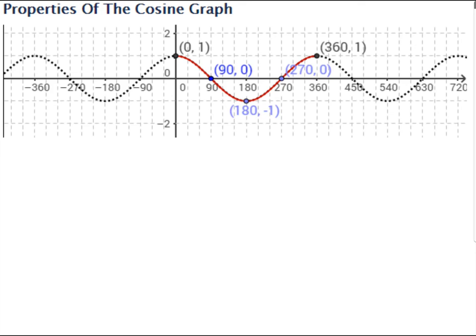Cosine also has a wavelength or a period of 360 degrees, so beyond 360 degrees it starts to repeat itself. And the standard cosine graph has an amplitude of 1, so from 0 to 1, and from 0 to minus 1.